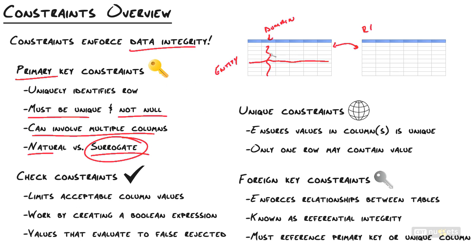Check constraints enforce domain integrity. It allows us to do things like limit the acceptable values within a column, or ensure that this column is within a range of values or a specific format, as I mentioned. And it works by creating what's known as a logical expression, which is just a Boolean expression. If that expression evaluates to true, the data can come in. If it evaluates to false, it will be rejected.